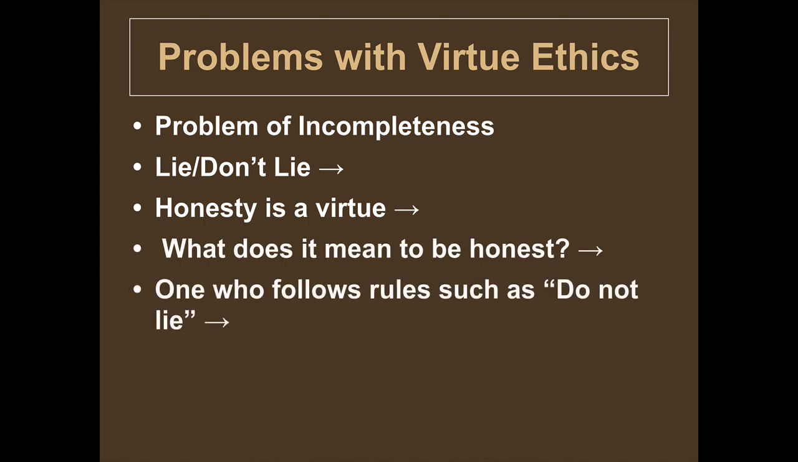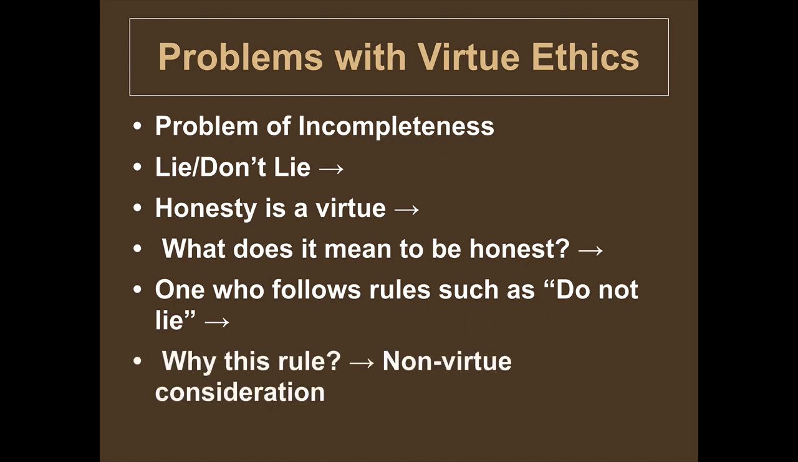Well, to be honest is to follow a rule such as do not lie, right? Don't lie. So if I'm asking even what it is I'm habitually instilling in myself, what kind of habit have I gotten into? Well, to say that I'm being honest means that, well, I don't lie habitually. So I'm following a rule such as don't lie. But why is this a rule? So if honesty is a virtue, and what it means to be honest boils down to some sort of rule like do not lie, don't tell a lie, I can still ask the further question, yeah, but why is do not lie a rule?